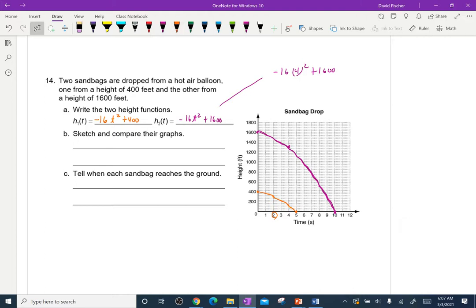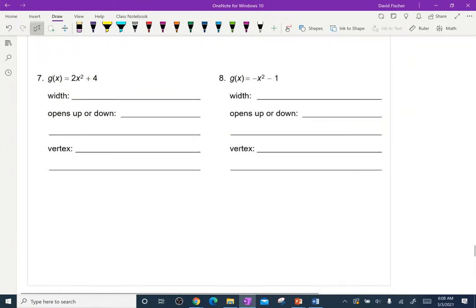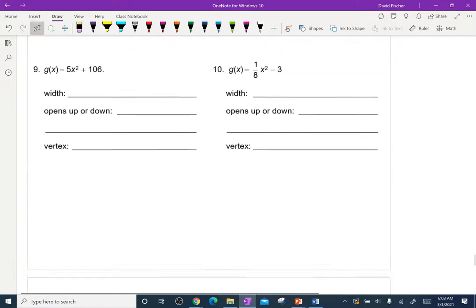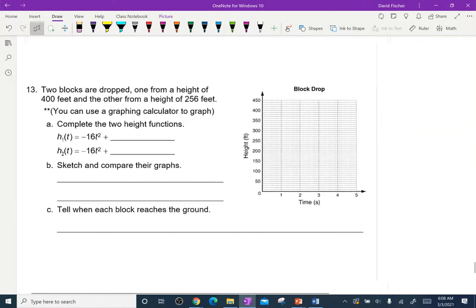All right. So now that's not really what I wanted to talk about. Hopefully you have both those. This is the part they said compare. Remember, when we compare, we always do 3 things, just like up above. When we're comparing, we do the widths, how they open, and then what happens to the vertex. So let's start with the widths.